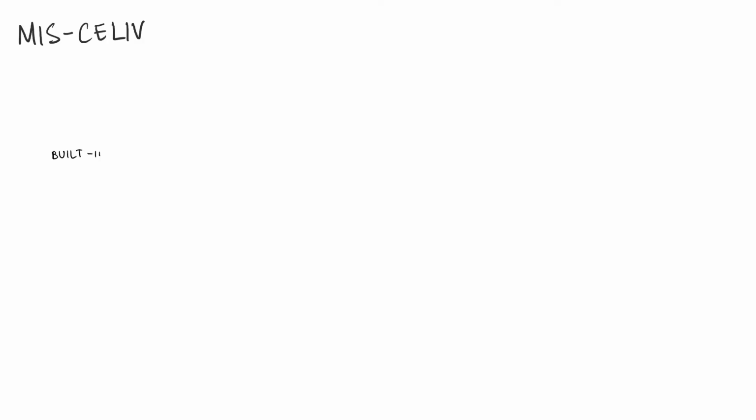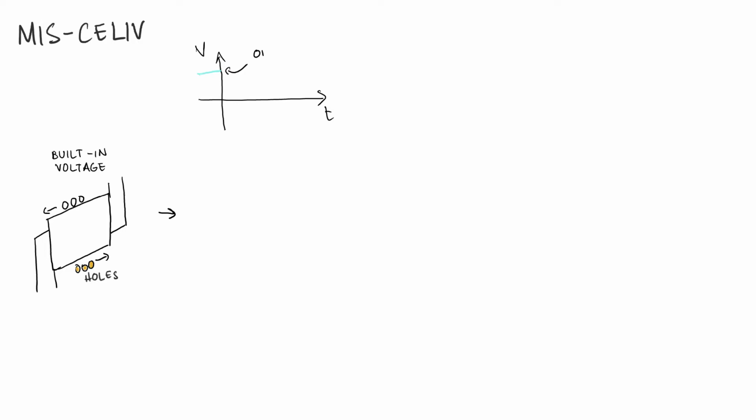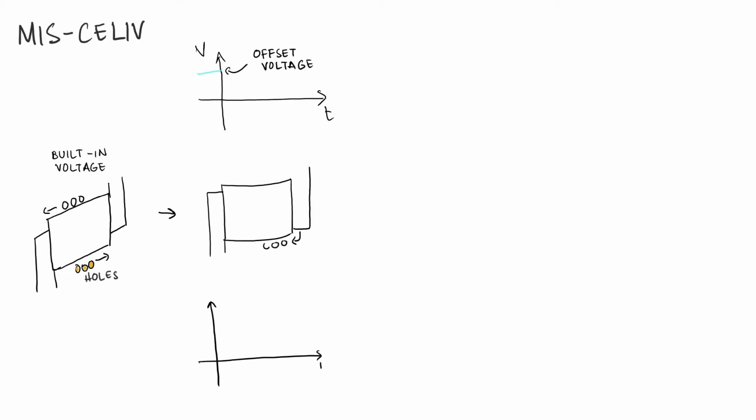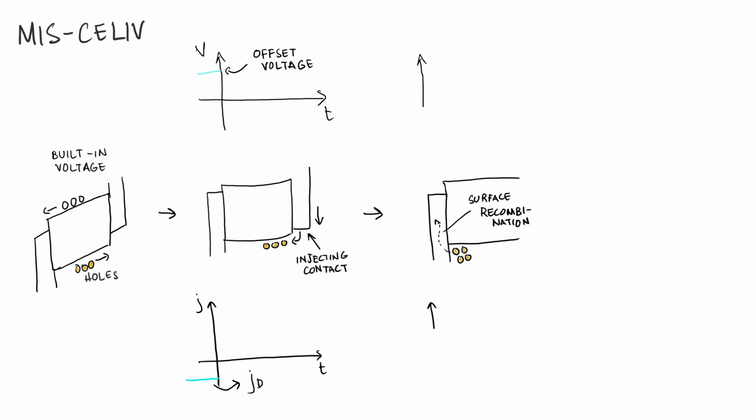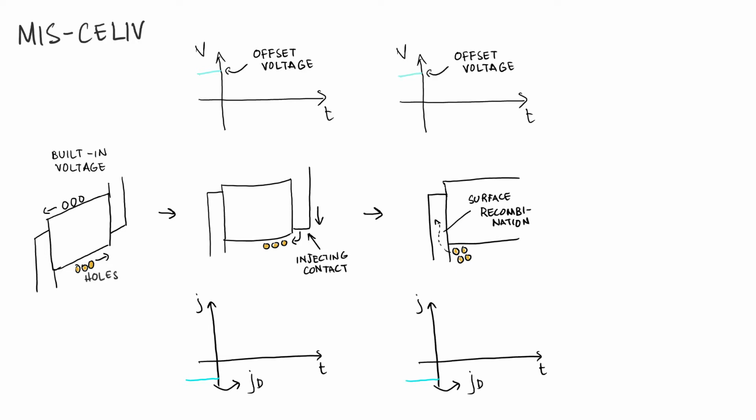In structures such as thin film solar cells, there is going to be a built-in field due to work function differences between different layers. When an offset voltage greater than this built-in field is applied, holes are injected into the device. They accumulate by the blocking layer, but some of them recombine with electrons across the interface, contributing to the steady-state dark current, JD, going through the device.